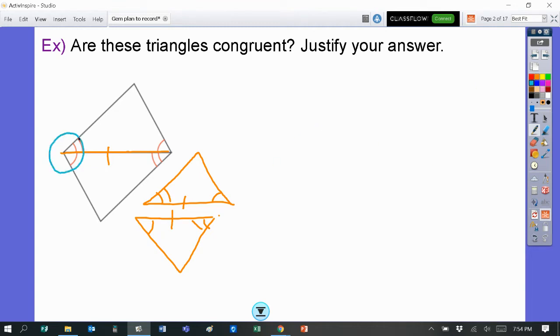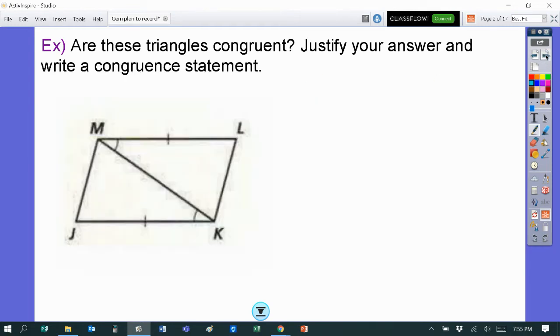If we look, we have an angle. We have the side length in orange and another angle. So this is angle, side, angle. And then you might want to write that you use your reflexive property.